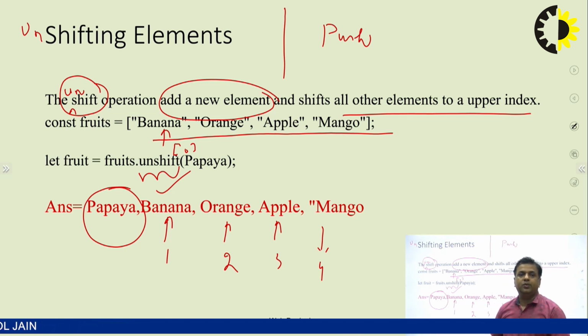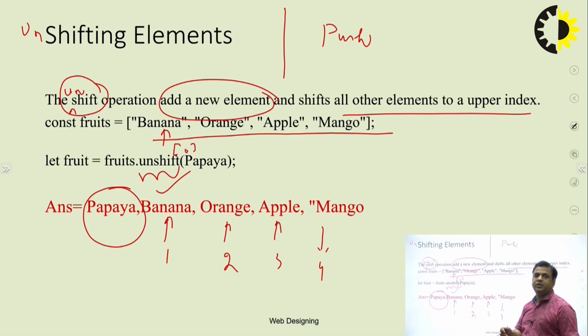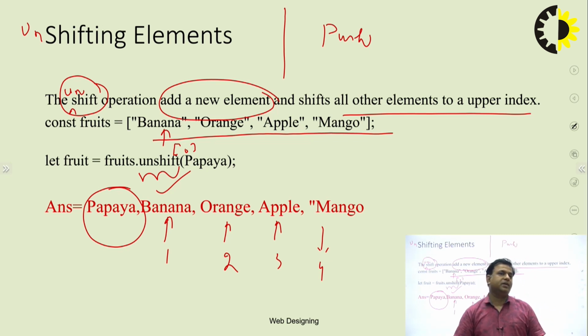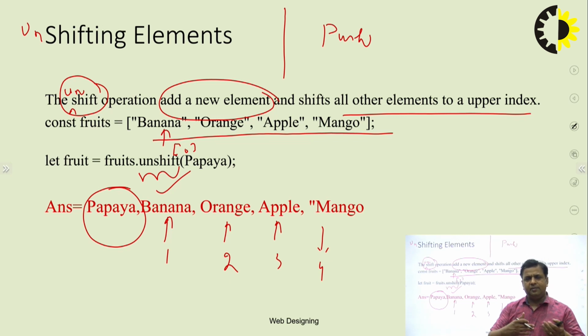Right? These types of questions are generally asked in MCQs, where you perform a shift operation, then a push operation, then an unshift operation, then a pop operation, any pair or combination of these operations, and at last you are asked what the output of the array will be.